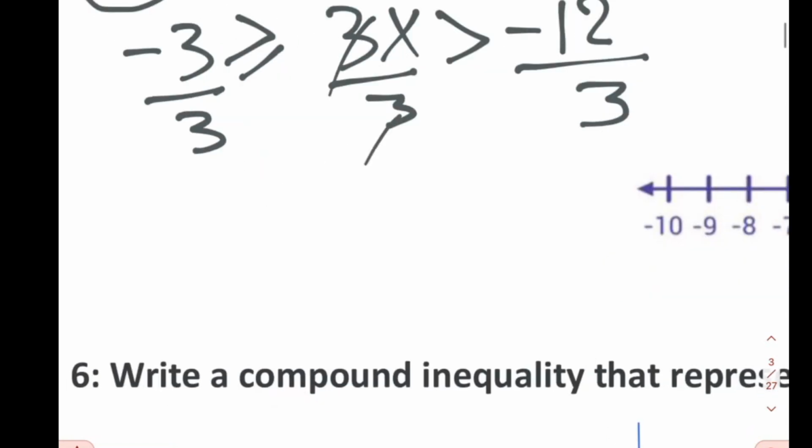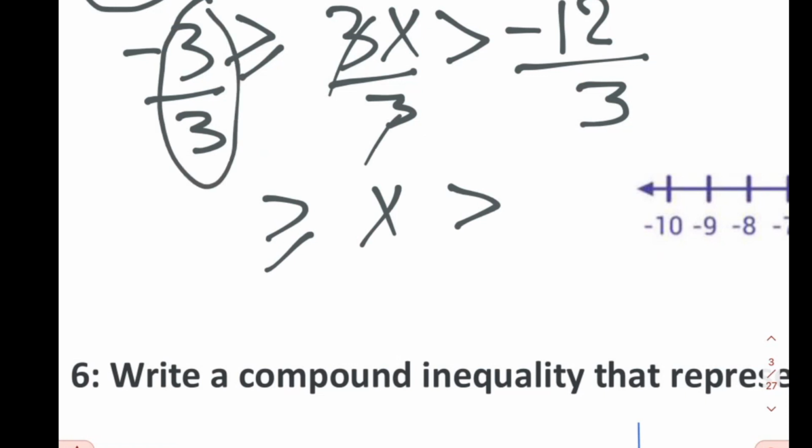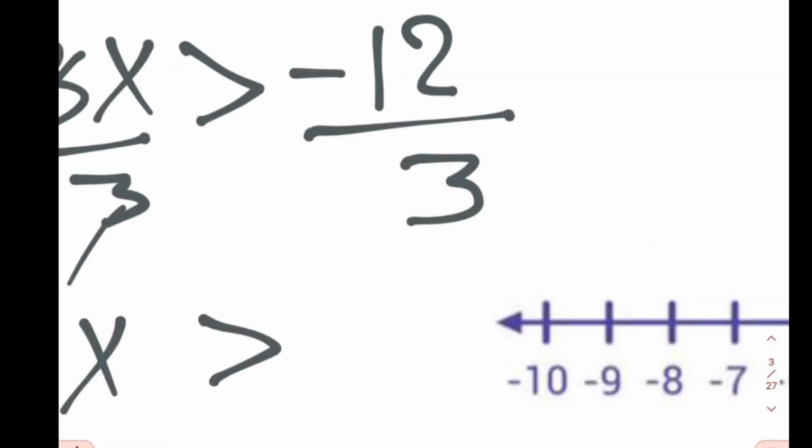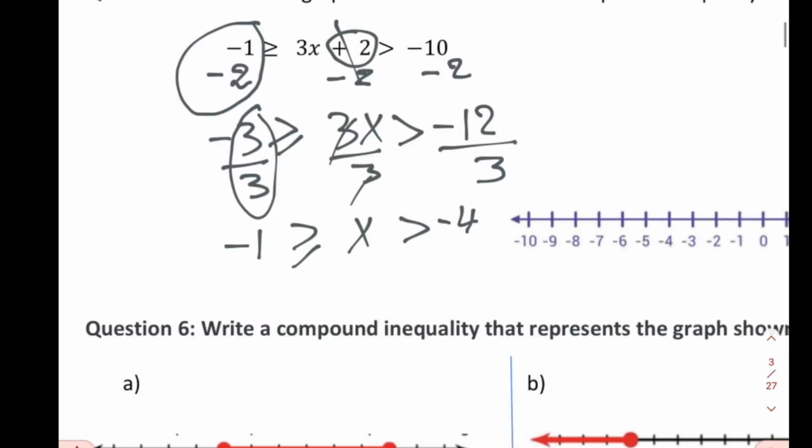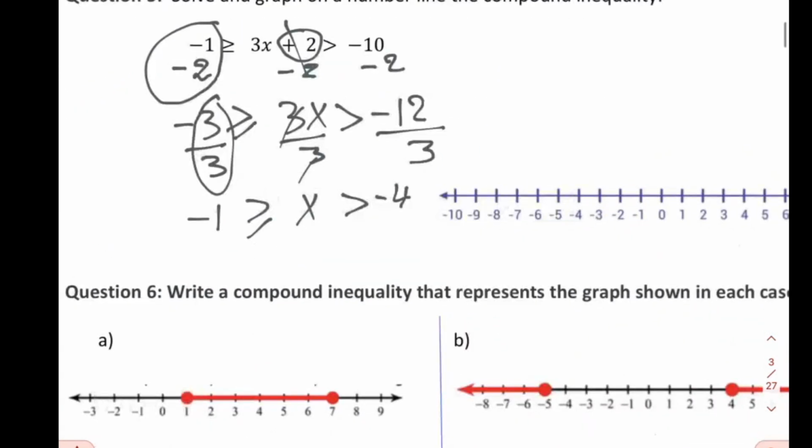These 3s cancel and you get x, and you put your inequality here. 3/3 is 1, so you get -1. And here -12/3 is -4. And here is your solution. This is the solution set.